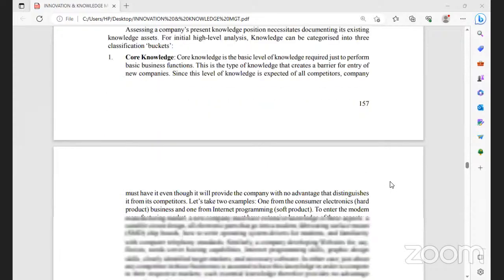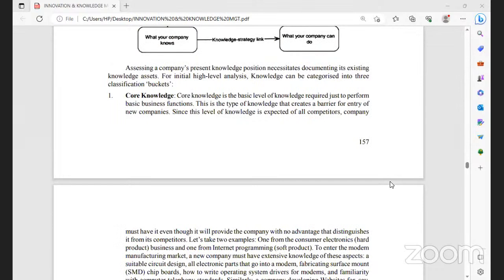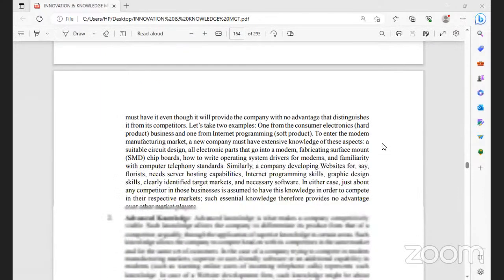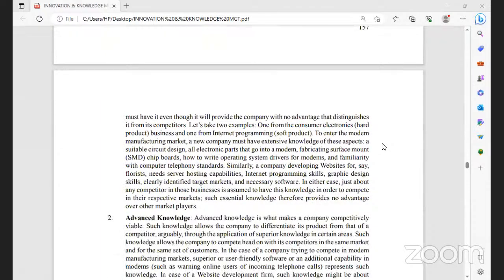Core knowledge. Core knowledge is the basic level of knowledge required just to perform basic business functions. This is the type of knowledge that creates a barrier to entry for new companies, since this level of knowledge is expected of all competitors. A company must have it, even though it will provide the company with no advantage that distinguishes it from its competitors.